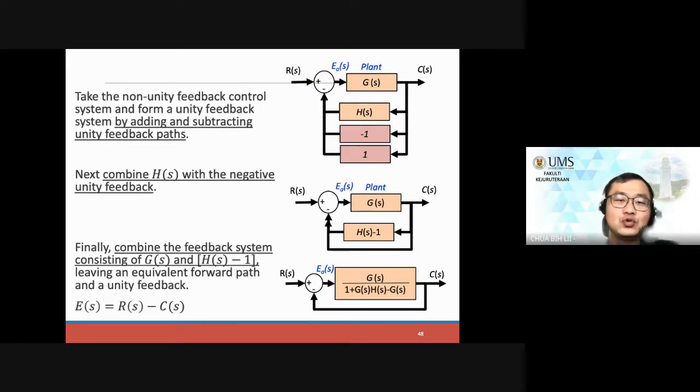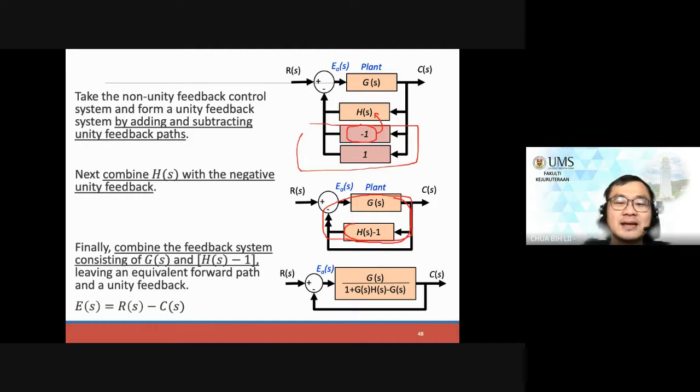Therefore what we can do is put in two additional blocks, just like mathematics. If you want to add one to one side, you have to minus that one on the same side again. So you just minus one and add one over here. From this you can bring this minus one into here to become H minus one, and this one becomes the normal one. Then again this loop is the normal feedback loop.